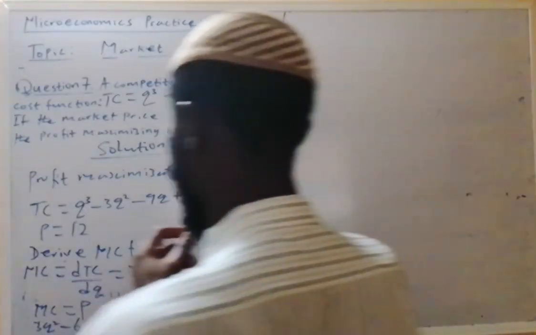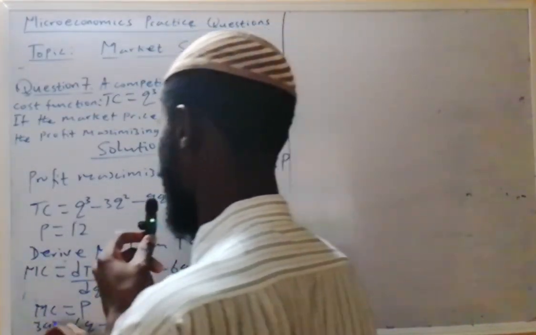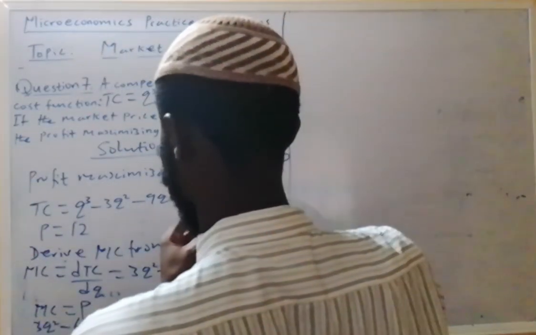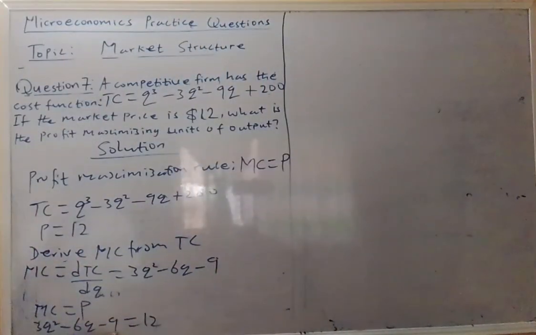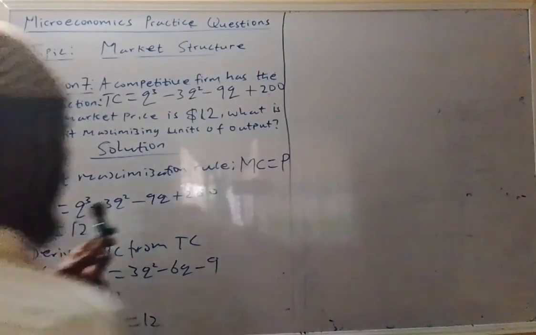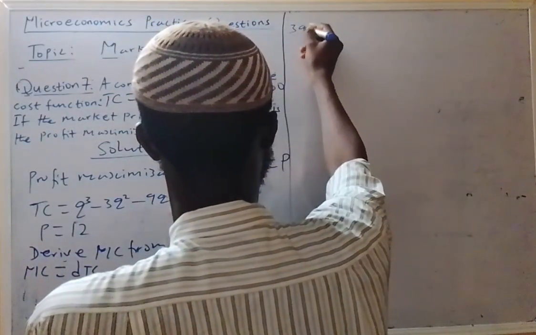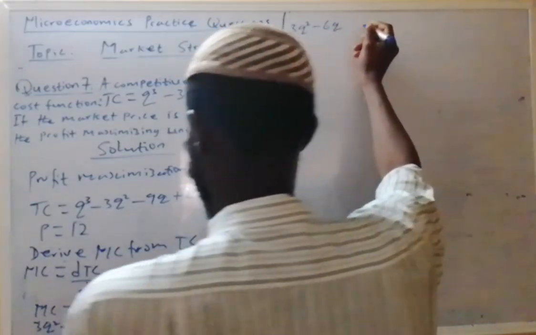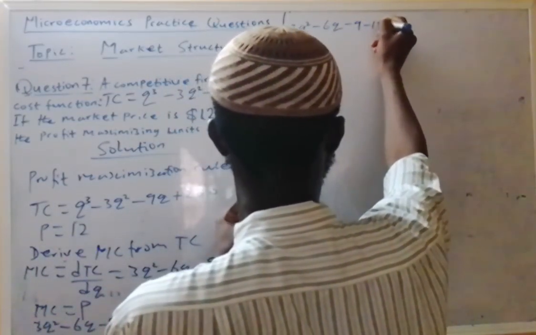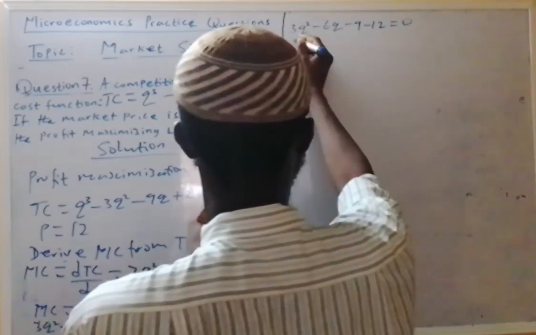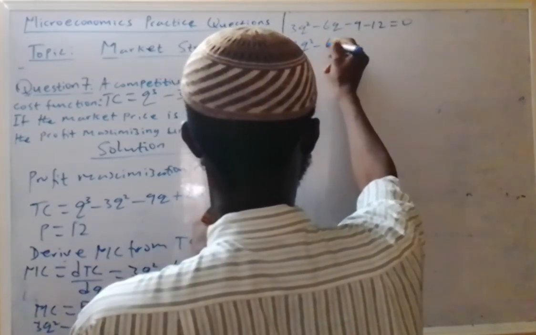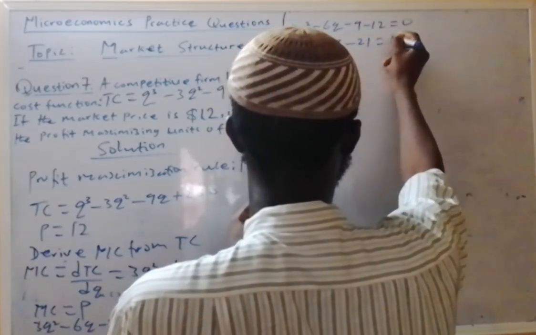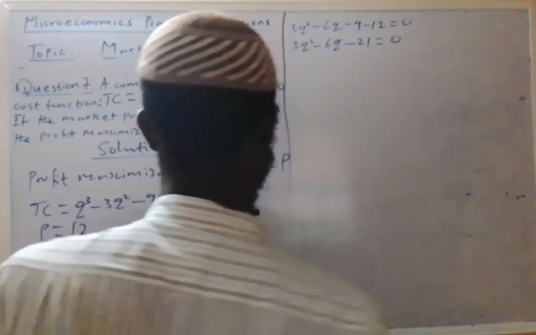Now, from there you collect the like terms. You can see this resembles a quadratic equation, and it's actually a quadratic equation. So you collect the like terms, you take this 12 to this side so that you have 0 here. Then you have 3Q squared minus 6Q, then minus 9 minus 12, we have minus 21, which is equal to 0. You can see this is a quadratic equation.